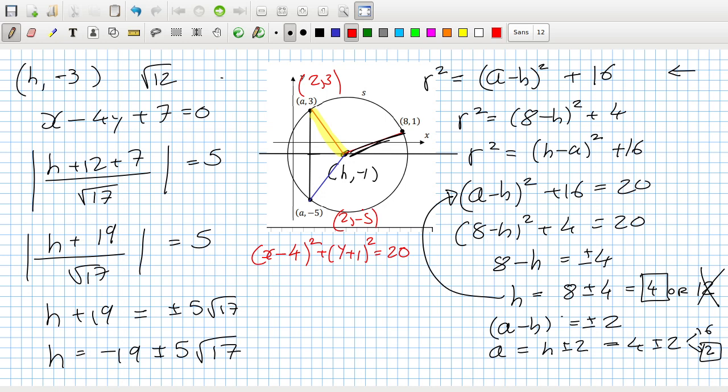And if I wanted to convince myself I was right, I can make sure 2, 3 satisfies this equation. So 2 minus 4 is minus 2 squared is 4, and then 3 plus 1 is 4, that's 16, that works. And then the bottom one, 2 minus 5, so that will be 4 again, and that one works. And then 8, 1, so that's 4, 16 plus 2 squared 4. Yeah, okay, I think I'm right.